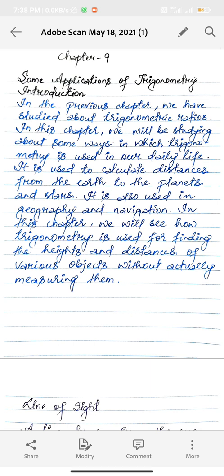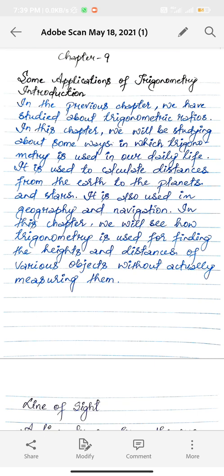Hello students, so today we'll start a new chapter, that is some applications of trigonometry. I'll just give a brief introduction about this chapter. We have already learned about trigonometry in our earlier classes. We have found the trigonometric ratios. In this chapter we'll be studying some ways in which trigonometry is used in our daily life.